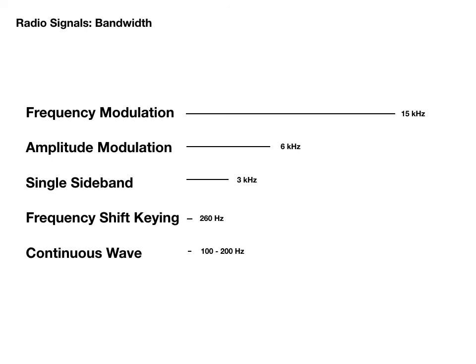Radio teletype signals that use frequency shift keying are narrower yet, coming in at 260 Hz. You do, however, need a teletype or a computer to operate radio teletype. CW signals are the narrowest of all the signals discussed in this video, with a bandwidth of 100 to 200 Hz. Another advantage of CW operation is that Morse code signals can be easier to hear than voice signals. The disadvantage, of course, is that you must learn how to send and receive Morse code.